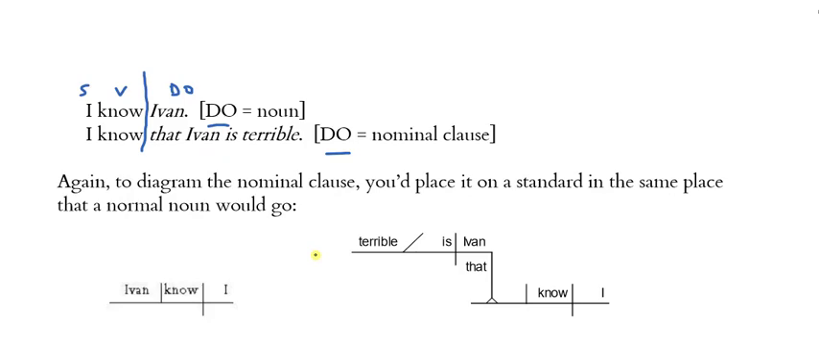Now, to diagram the nominal clause, you'd place it on a standard in the same place that a normal noun that functions in that same slot would go. So I know Ivan. Here, Ivan is my direct object right over here. And then I know something, but not Ivan anymore, but rather I know something about Ivan. And I'm going to put that on a standard, and then this whole clause is going to have its own internal baseline and grammatical structure. Subject, verb, subject complement. Ivan is terrible. That is what I know.